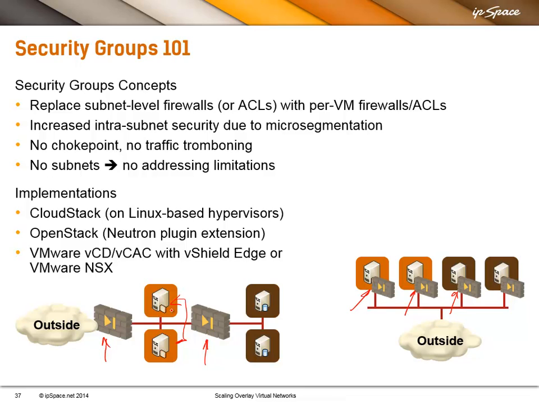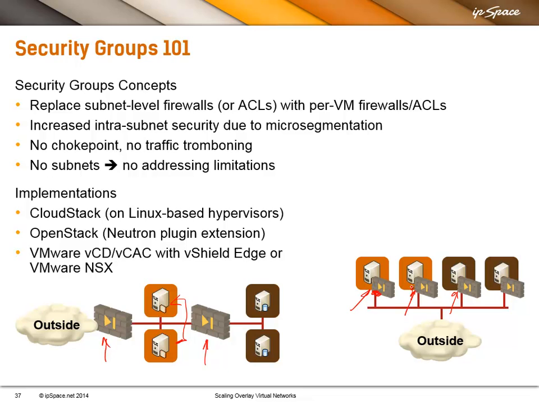Also, with this, we automatically increase the security inside a segment or subnet, because previously these two VMs could talk to each other. Now, if the firewall says no, you cannot talk to the other orange VM, they cannot. And because we don't need subnets for security separation any longer, there are no addressing limitations like previously, where we could only have web servers in this subnet and database servers in the other subnet and so on.